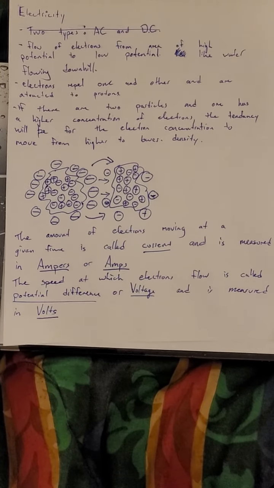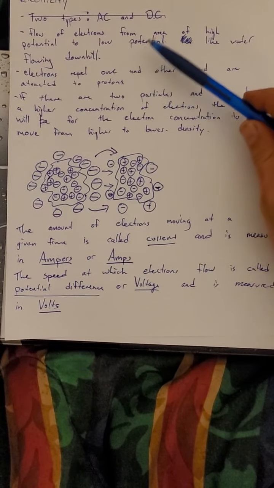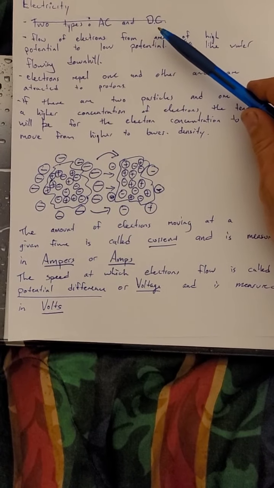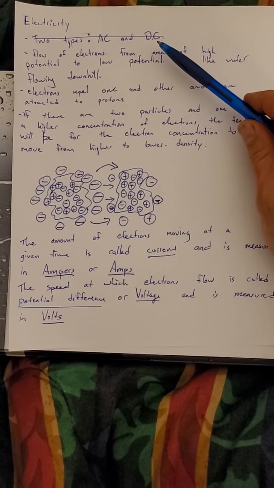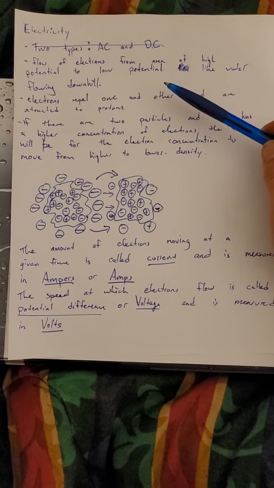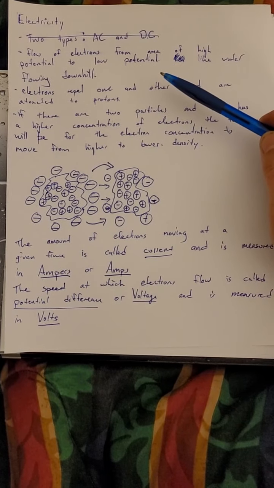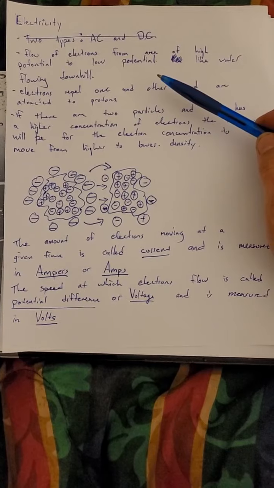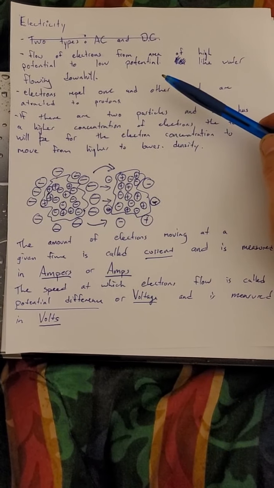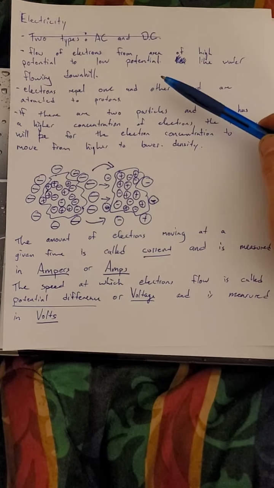So electricity is the flow of, well, first of all, I have this statement up here, which is true, but it's going to be revisited later on. For now, we're going to skip it. So electricity is the flow of electrons from an area of high potential to an area of low potential, just like how water will flow from a higher area to a lower area.